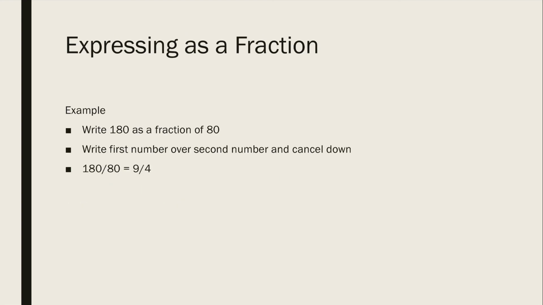Next, we're going to be talking about expressing as a fraction. Let's say you had to write 180 as a fraction of 80. Just write the first number over the second and cancel down. So 180 over 80 is equal to 9 over 4 is our example.